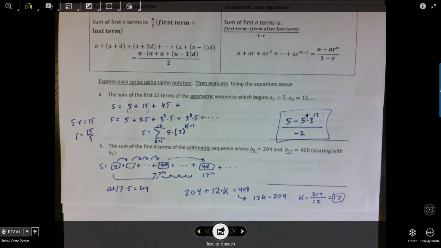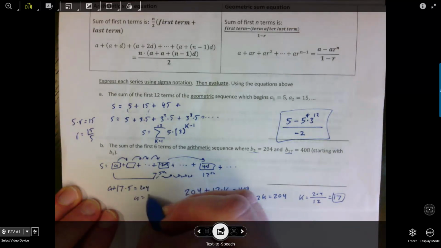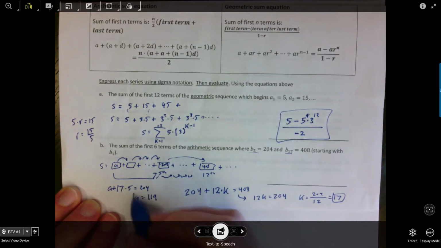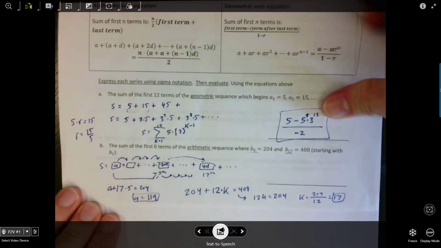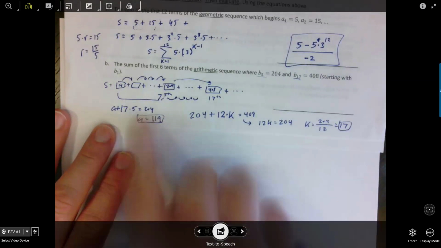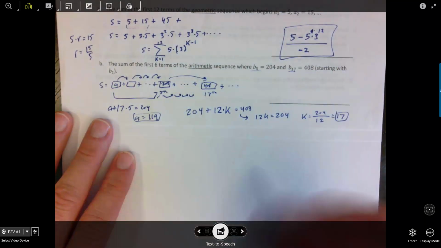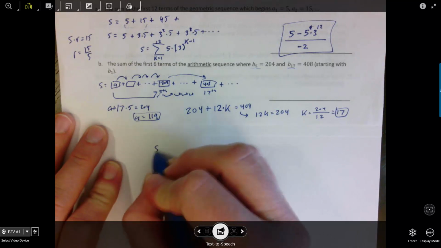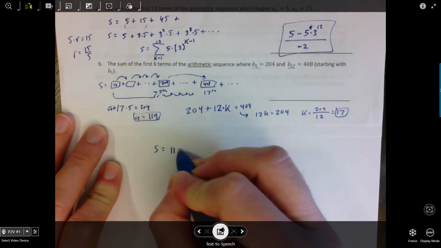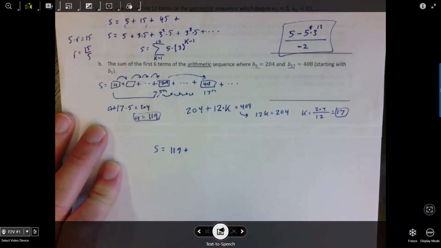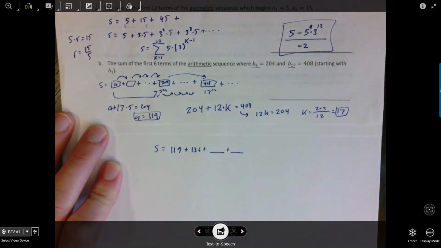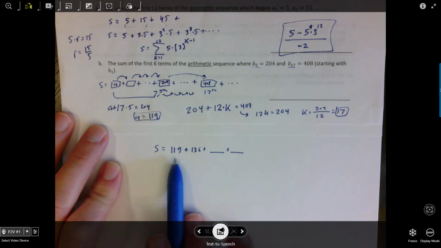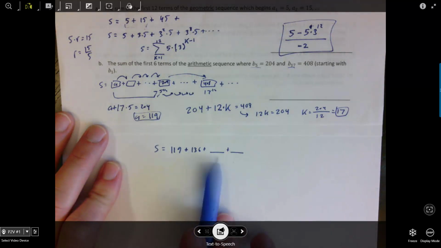So that gives me my first term is 119. Okay, so we've done all of this various solving for figuring out what is the growth of the sequence and where does the sequence start. So if I was going to write the sequence from scratch here, I've got 119 plus, oh, now I have to do more arithmetic. Arithmetic's the worst. So I've got 119 plus 136 plus whatever 17 more than that is, plus whatever 17 more than that is.